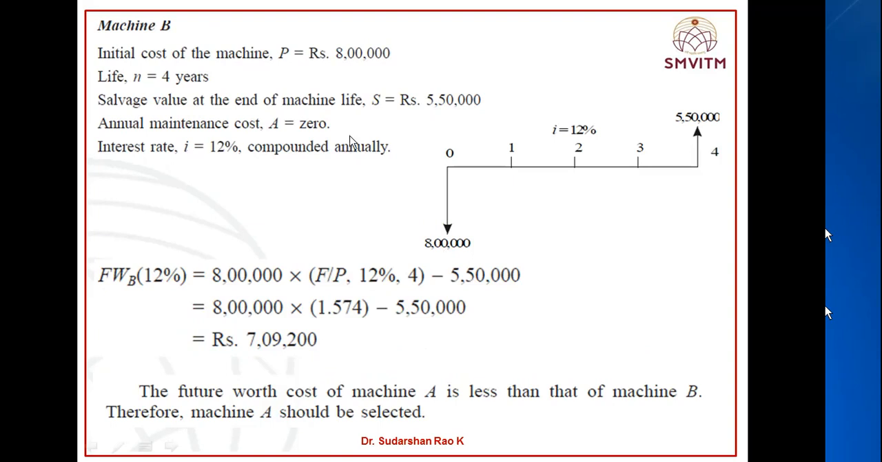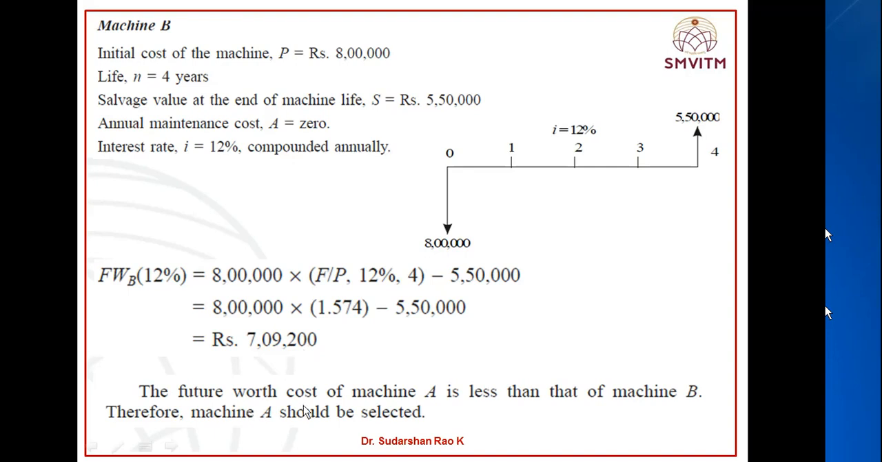And there is no annual maintenance. One more item is the salvage value, which is positive, 5,50,000, and the annual maintenance is 0, at 12% compounded annually. Therefore this present value should be converted to the future value, only a single payment series. The 8 lakh rupees should be converted to the future value, and the other future value is 5,50,000 only. So 8 lakh into P into F by P, 12%, 4, that is 1.574, gives 7 lakh 9,200.